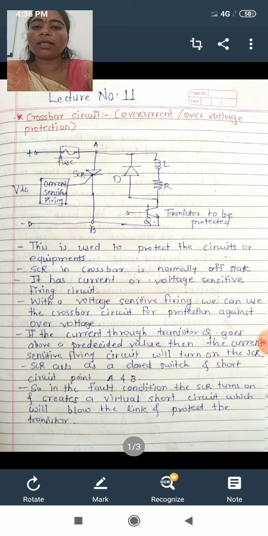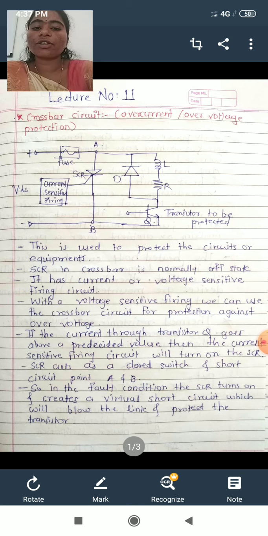The SCR present in this crossbar circuit is normally in the off condition. It has a current or voltage sensitive firing element connected to the gate terminal of the SCR. With a voltage sensitive firing element, we can use the crossbar circuit for protection against overvoltage. In this, the current flows through the transistor Q.